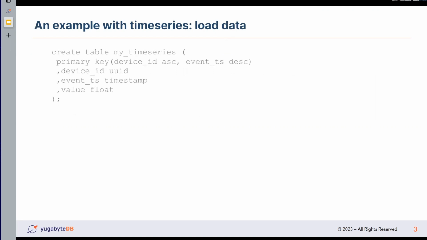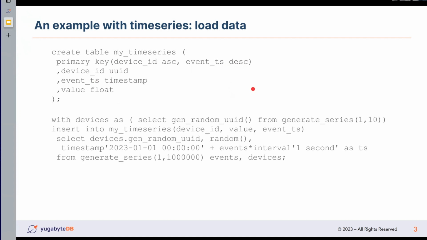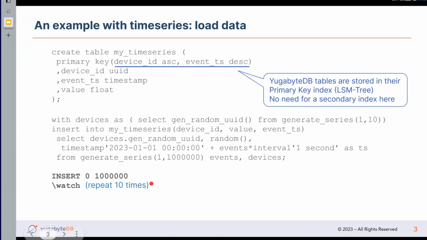So basically, this is how I have created the table: a time series with device ID, event, value, and my primary key starting with device ID, event, timestamp. Then I have inserted some rows. In this example, I insert just 1 million rows, so 10 devices and 100,000 rows each. So that's 1 million rows. If you want more, you repeat it. Here for the slide, I repeated it 10 times, so 10 million rows.